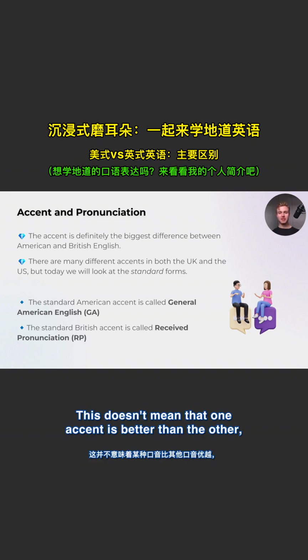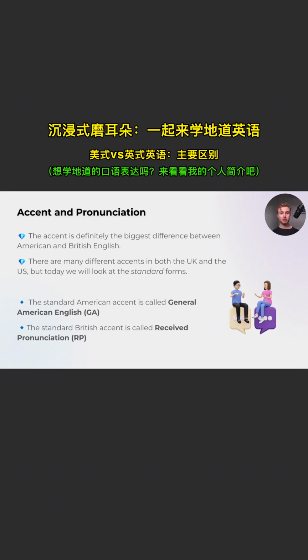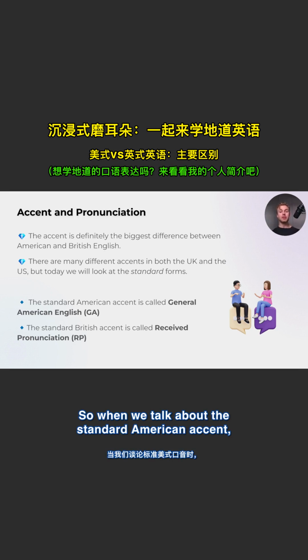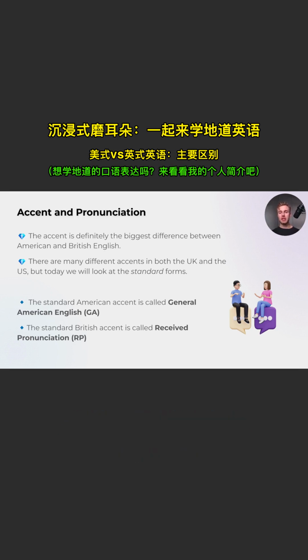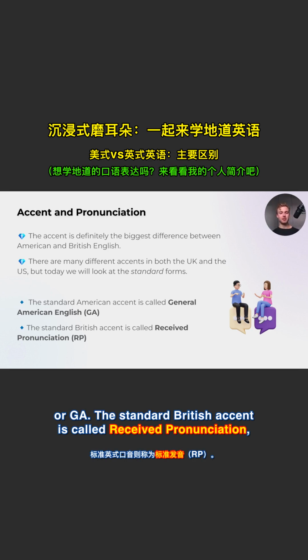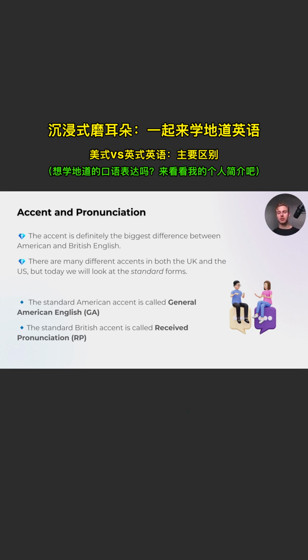This doesn't mean that one accent is better than the other, because that's not true. But since there are so many accents, I want to keep this as simple as possible, and I want to talk to you about the standard accents that you might learn in school. The standard American accent is called General American English, or GA. The standard British accent is called Received Pronunciation, or RP.